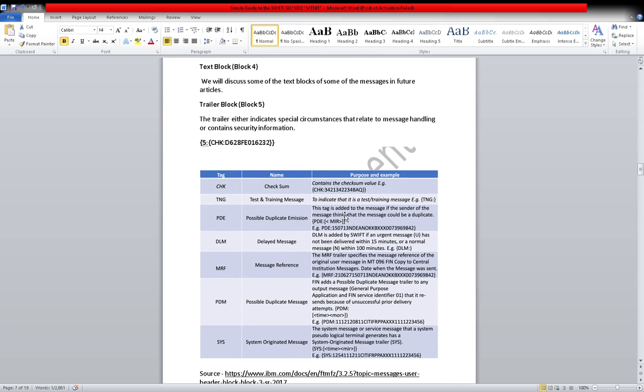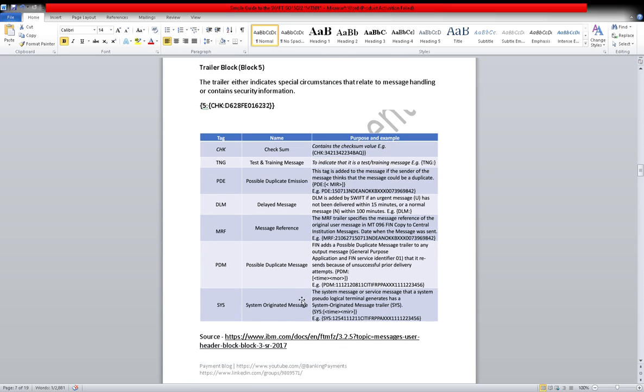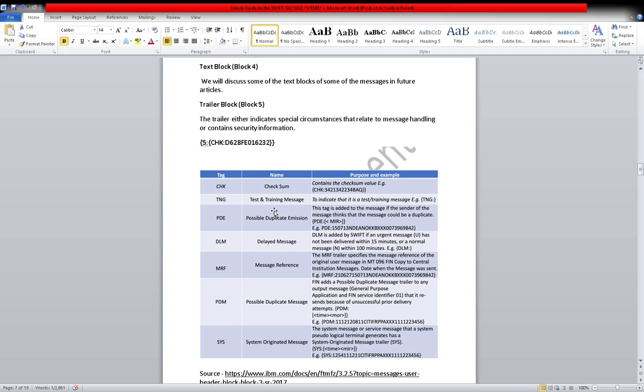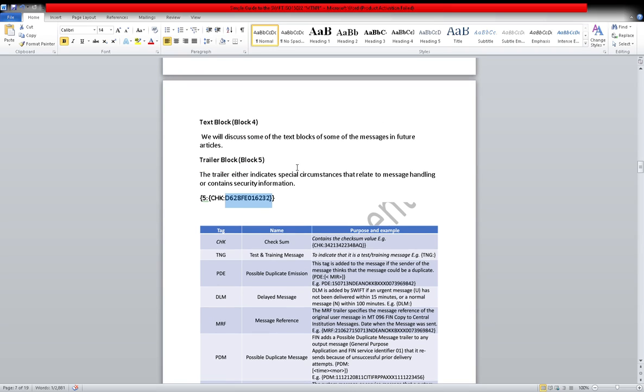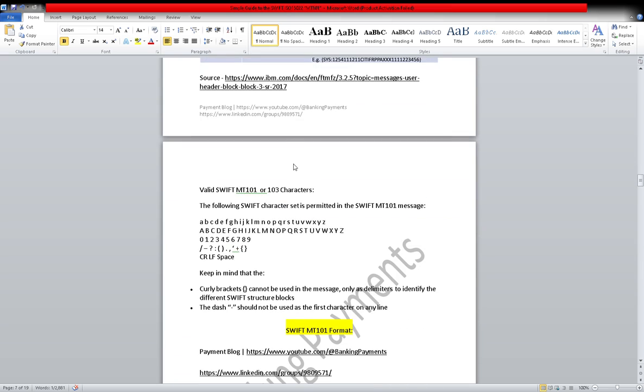What are the other possible values? TNG, test and training message. Possible duplicate emission, delayed message, message reference, possible duplicate message. Being honest with you, I have never seen in my career till now anything apart from CHK. So a trailer contains CHK, and this checksum value is randomly generated. That's the thing. Now we are moving to the important part of the discussion.